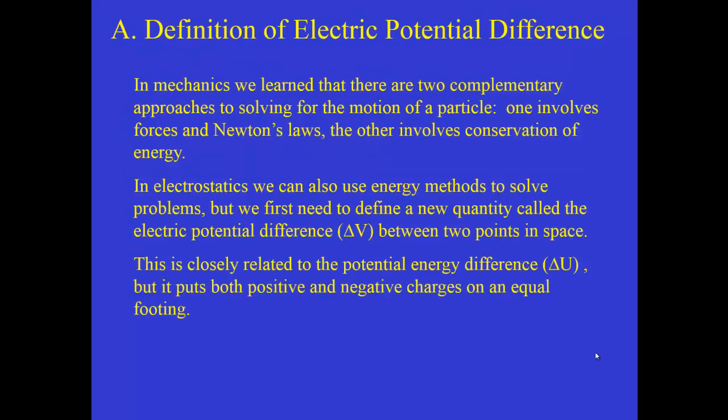So, in electrostatics, using these energy methods, we will need to define this new quantity, the electric potential, and especially the electric potential difference between 2 points in space. Now, as you might imagine from the names, electric potential is similar to potential energy, but they're distinct, and we'll see the relationship in just a moment. Delta V is the difference in electric potential. Later we'll see that in the context of electrical circuits, this is often called the voltage. Then the electrostatic potential energy difference is delta U.